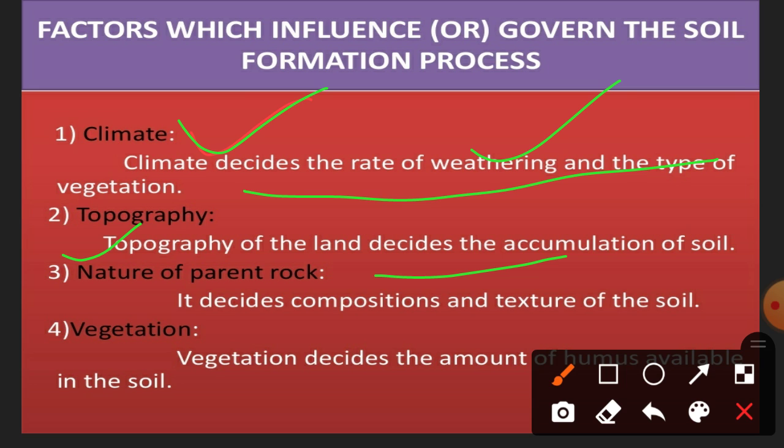region. Next, nature of the parent rock. Whatever the nature of the parent rock, like we can say that black soil is formed by igneous rock, and red and yellow soil is formed by rock which contains iron. So it means the nature of the parent rock also decides the formation of soil, the texture of soil and its characteristics. Vegetation. Vegetation decides the amount of humus available in the soil. Whatever the amount of humus, it also increases the fertility. So vegetation directly affects the fertility of the soil.